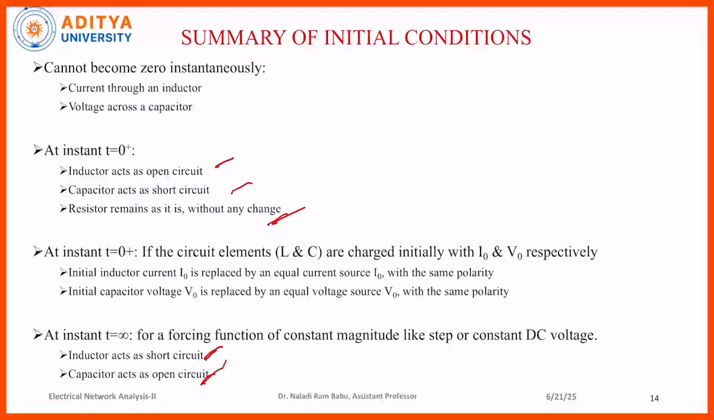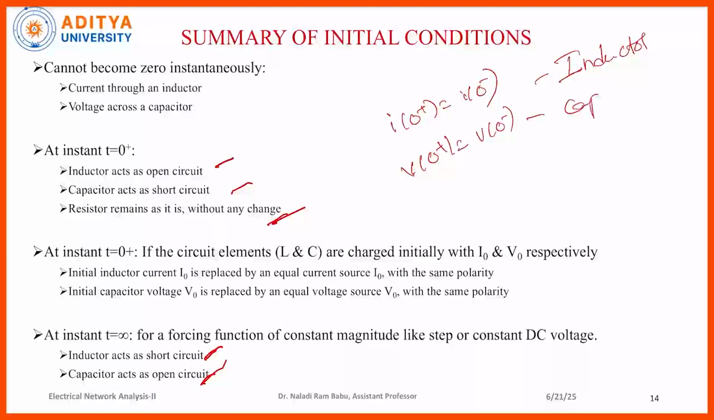Next are the initial conditions. For the inductor, I of 0 plus is equal to I of 0 minus. That means the current before and after closing the switch should be equal. Whereas for the capacitance, V of 0 plus is equal to V of 0 minus. These are the initial conditions.